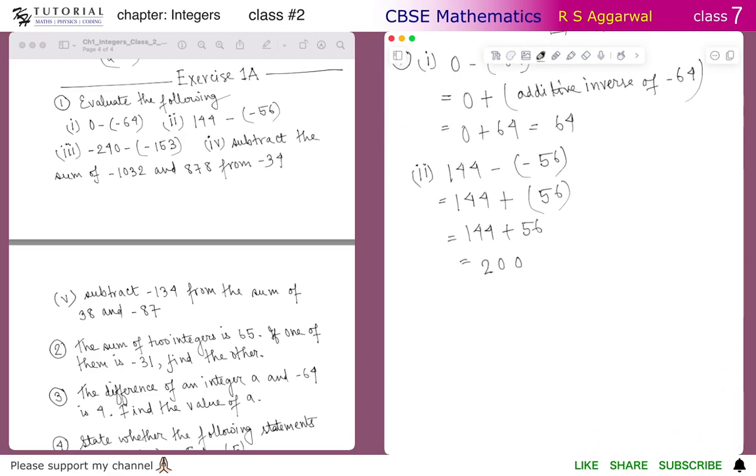If I make any mistakes in the calculation, like addition and subtraction, please do let me know in the comment section, because I am prone to make mistakes. Please take note of that, and please let me know if I make any mistakes.